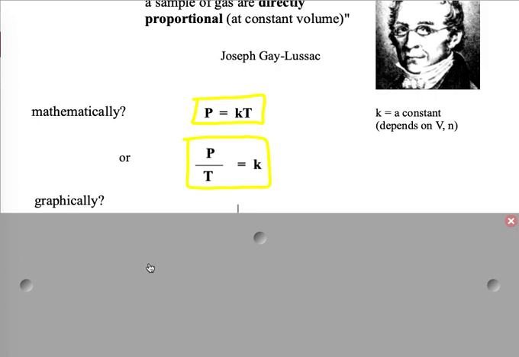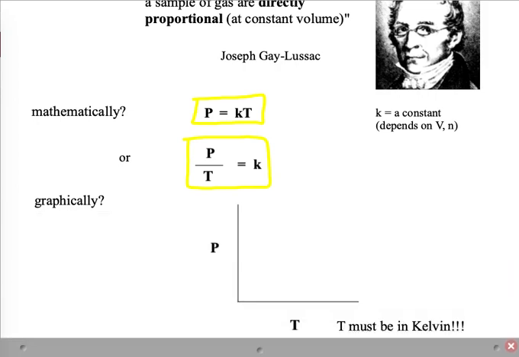Well, like any direct proportionality, if as the temperature increases, the pressure increases in a direct proportion, then it looks like a straight line with a positive slope. And now we know, of course, temperature must be in Kelvin.